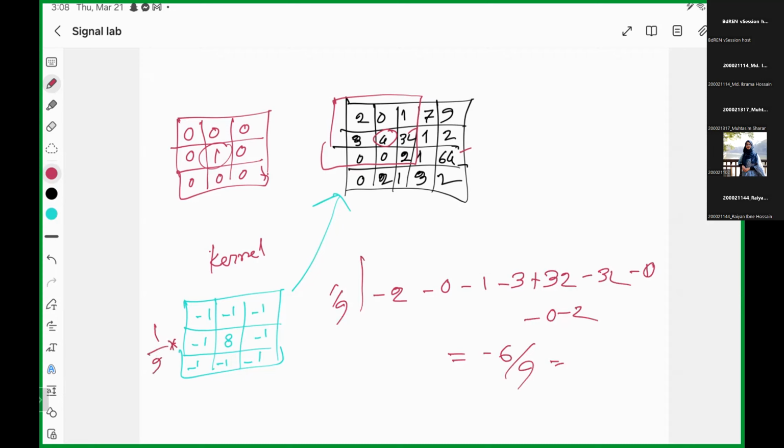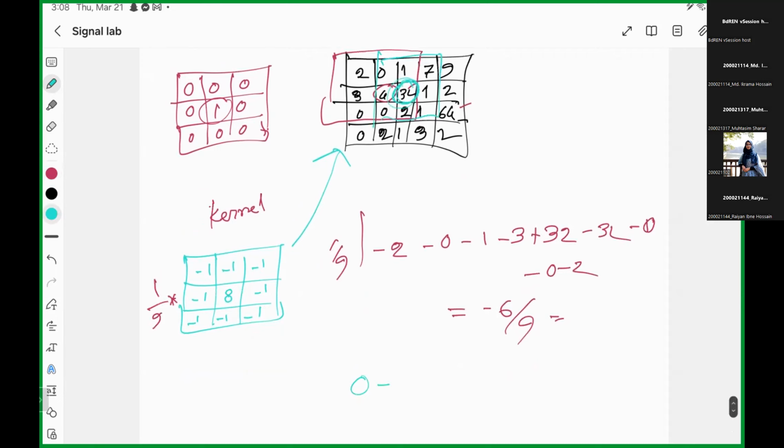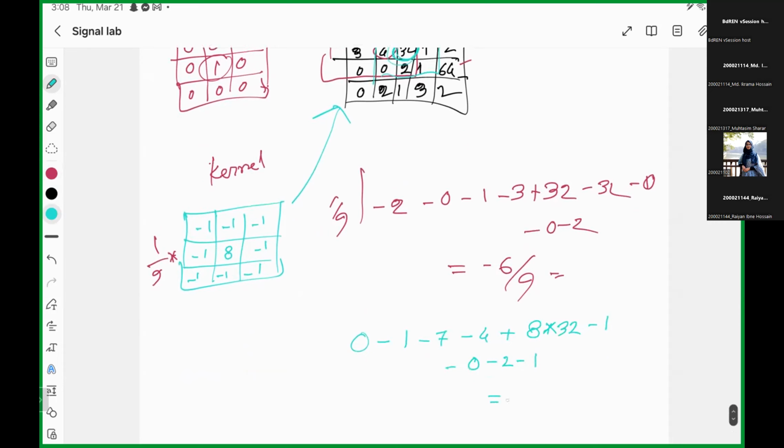Now the same filter, if you put it here, the middle value becomes this 32. Then what will happen? 0, then -1, -7, -4, 8 multiplied by 32. That's a huge value. Then again -1, -0, -2, -1. So now what do you have? 7, 4, 11, 12, 13, here 8 2 16, 24.